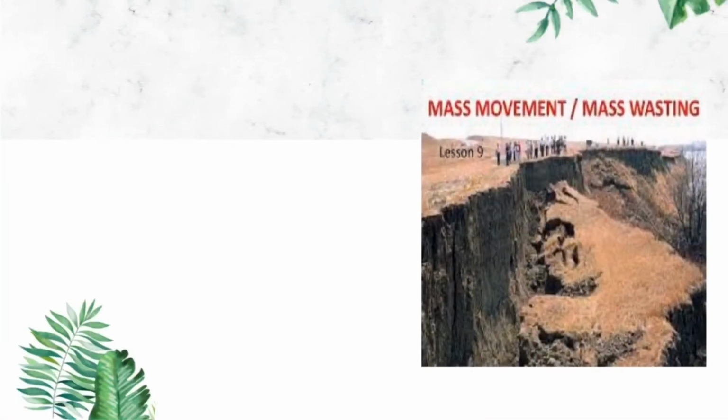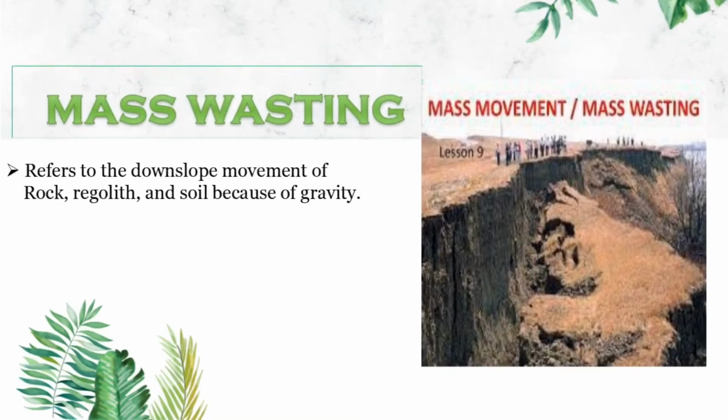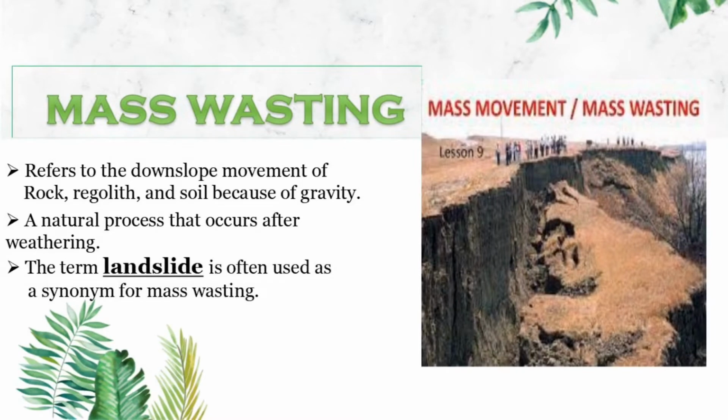Mass wasting refers to the downslope movement of rock, regolith, and soil because of gravity. It is a natural process that occurs after weathering. The term landslide is often used as a synonym for mass wasting. Mass wasting is also known as mass movement. To put it simply, gravity pulls loose rock and soil downhill.